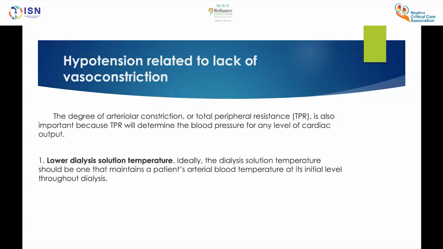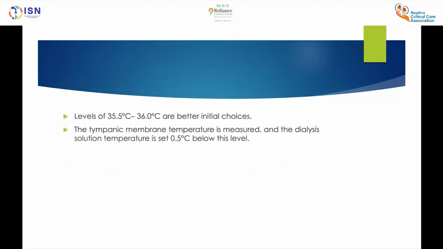Ideally, the dialysis solution temperature should be one that maintains a patient's arterial blood temperature at its initial level throughout the dialysis. So levels of around 35.5 to 36 are the better choices. The tympanic membrane temperature is measured in a few cases, and the dialysis solution temperature is set 0.5 degrees Celsius below this level.